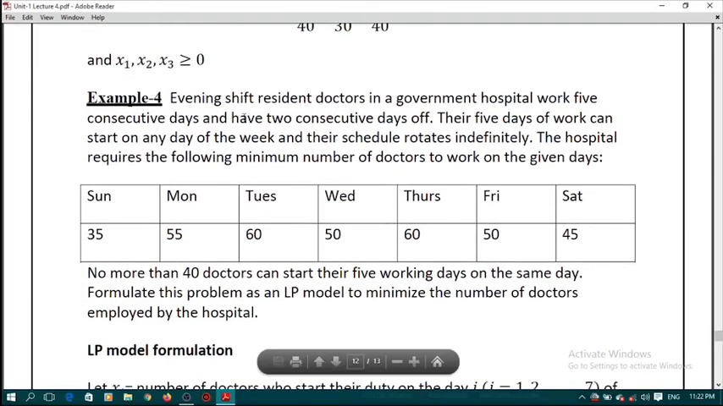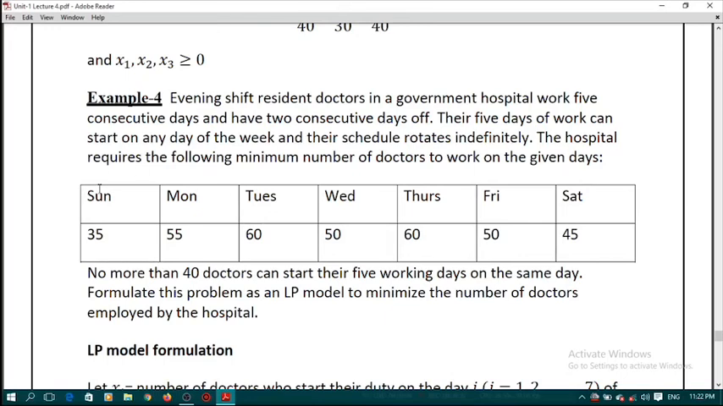Now we have the fourth one. Up to this level we discussed problems usually regarding production. Now this is something different. This is personnel management. Evening shift resident doctors in a government hospital work 5 consecutive days and have 2 consecutive days off. Their 5 days of work can start on any day of the week, and their schedule rotates indefinitely. The hospital requires the following minimum number of doctors to work on the given days.